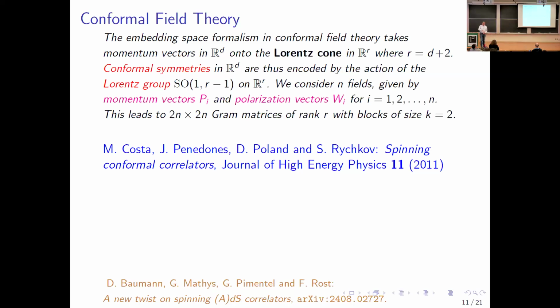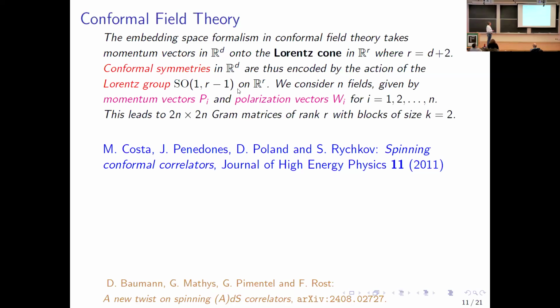So what you're going to do is think about this Lorentz cone as a projective variety. This is a quadric in a projective space of dimension d plus 1, and that is, of course, birational to affine space of dimension d, okay? So the embedding space formalism says I take affine space of dimension d, and I map it to the d-dimensional projectivized Lorentz cone. Under this transformation, the small group acts as the big group upstairs. So conformal symmetries in the small space are now encoded by the special orthogonal group upstairs.